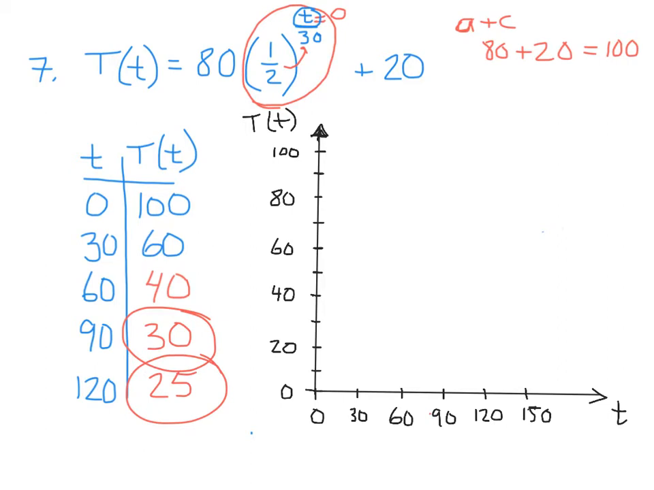And if I graph this in red, I got 0, 100 as my first point. I have 30, 60 as my second point. Notice that my y values go up by increments of 10. My x values, I made them go up by increments of 30 already. That's why I've labeled everything. I have 60, 40 right here. I have 90, 30 right about here. And I also have 120, 25 right about there.